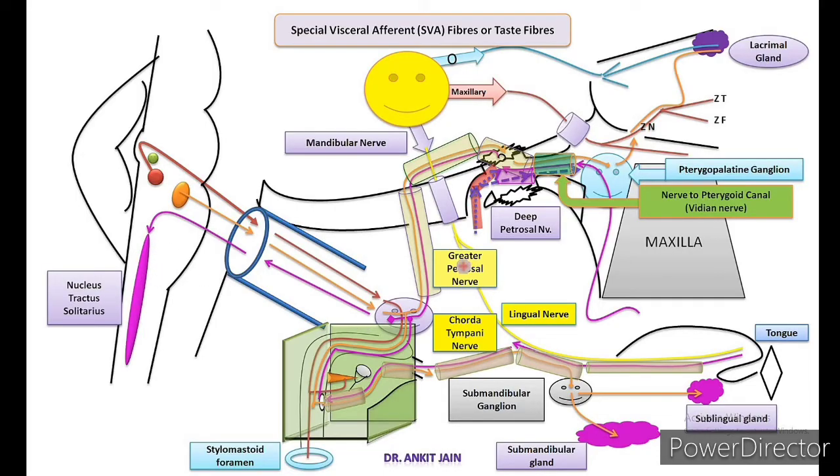From this picture, it is clear that apart from the motor branches of the facial nerve, the chorda tympani nerve and greater petrosal nerve, both are the special branches of the facial nerve which carry general visceral efferent fibers and special visceral afferent fibers.